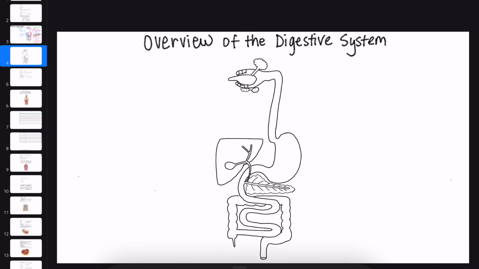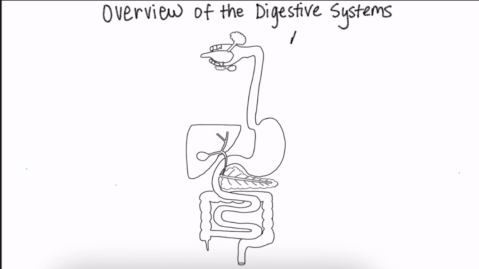Now, if you go into a healthcare field, you're typically going to hear this called the gastrointestinal system or the GI system, and that's the same thing. Okay, so you can see from my sketch here, I have the organs of the digestive system. Now, some of these are considered accessory organs, and some are actually part of what's called the alimentary canal.